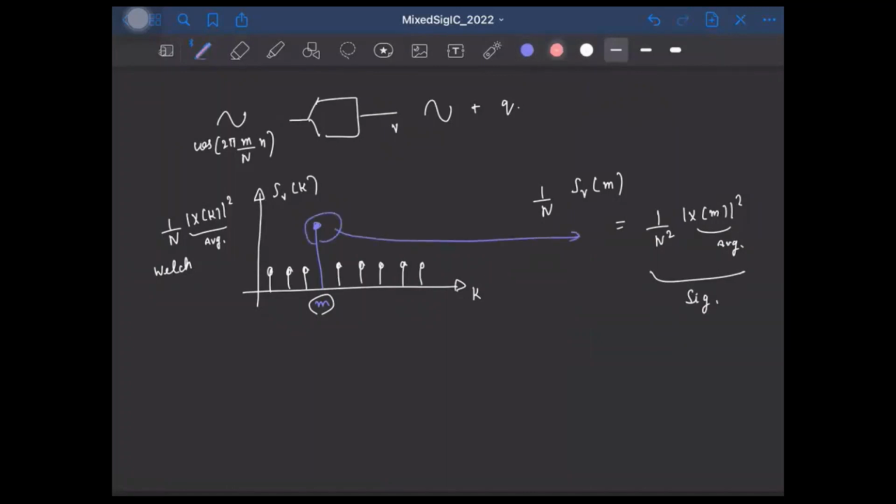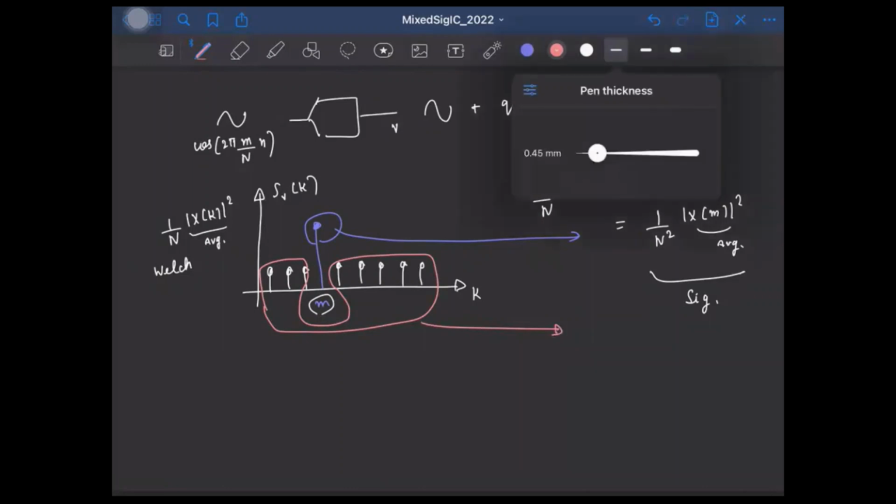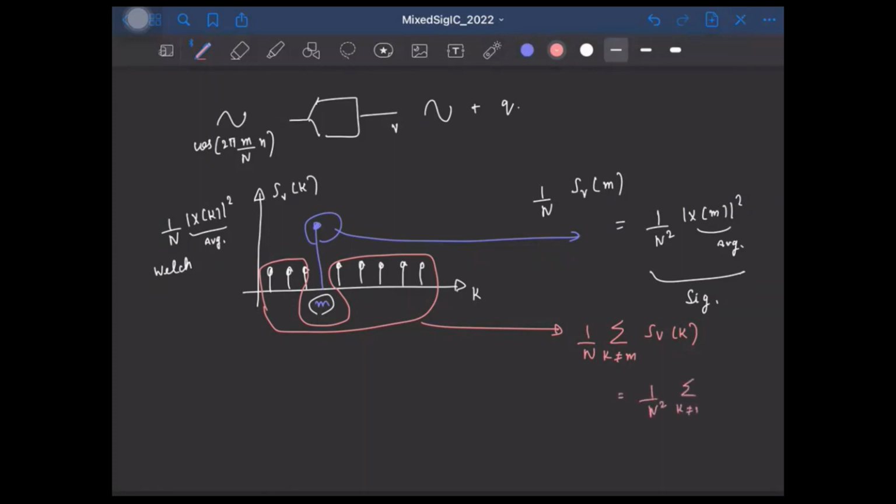And what about the noise power? Well, we take the sum of all the other bins. Okay. And that's going to give me the noise power. Right? So I'll do the same thing. I'll take the summation of all the other bins except the signal bin, or I'll just say k not equal to m, right? 1/n times S_V[k], right? So this is again equal to 1/n² summation over k not equal to m of |X[k]|², and this is sort of averaged, right? And the ratio of these two will give me the signal to noise ratio.